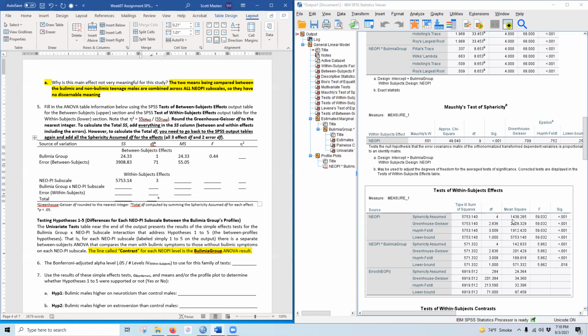Our mean square is 1438.29. Nope, I screwed that up. Oh boy. Right here, 2028.33.